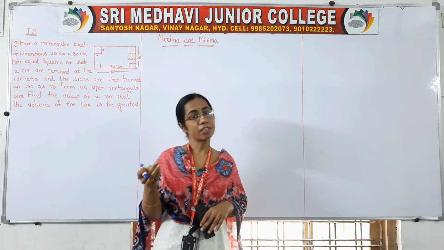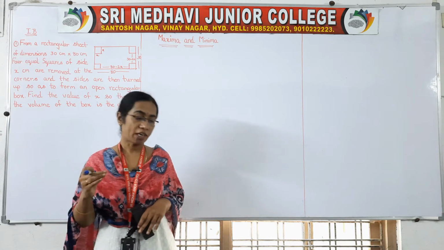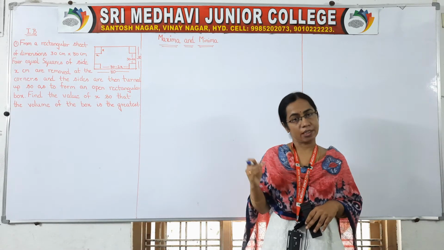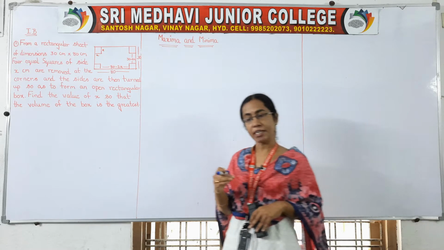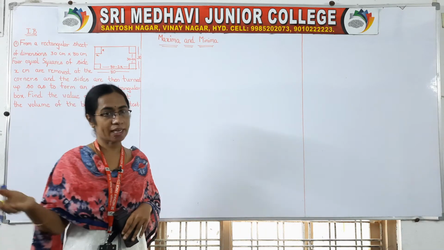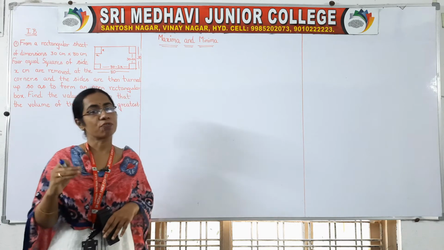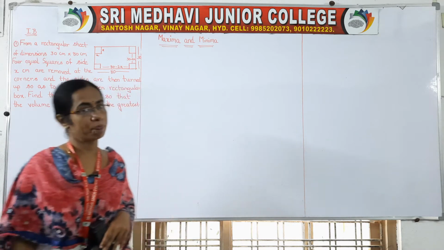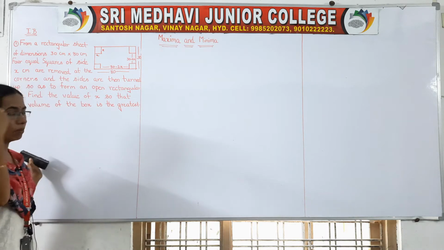Next, to know whether it attains maximum or minimum, you find its second derivative, right? If your second derivative is less than 0, negative, the function attains maximum. Reversely, if your second derivative is positive, the function attains minimum. Okay, so now come to the problem.